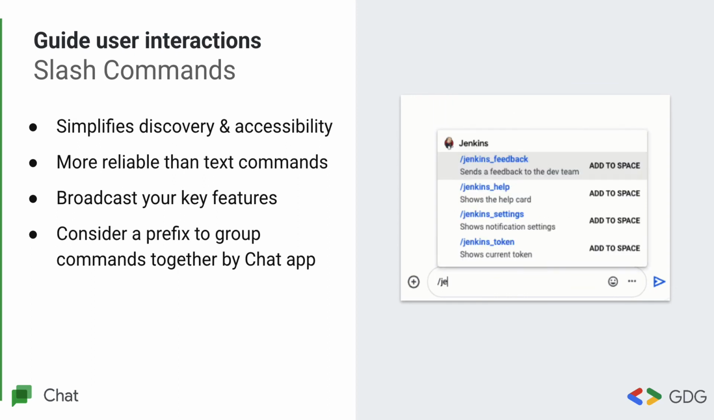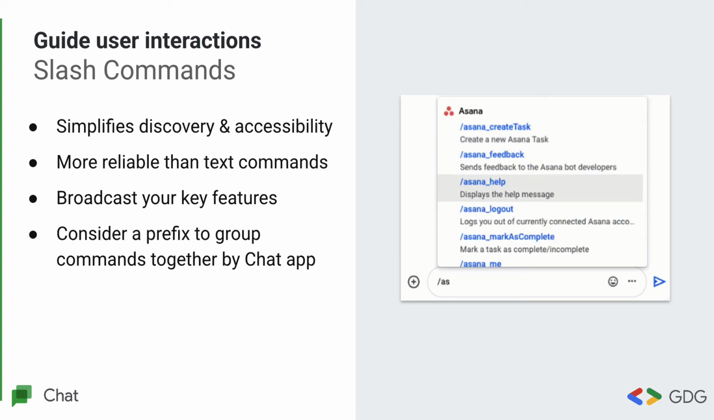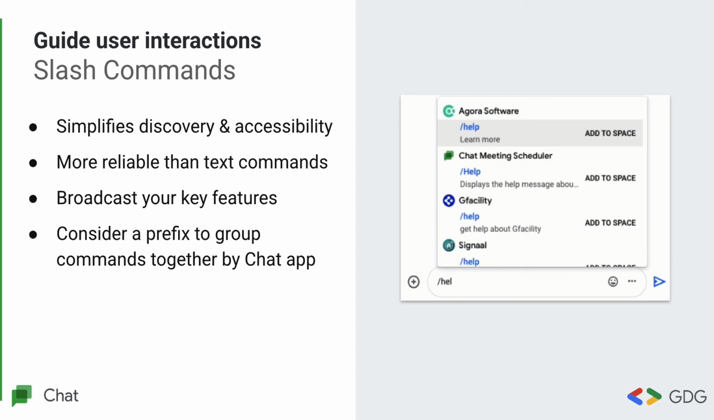As we see here, Asana and other chat apps like Jira and Jenkins have named their slash commands so they're grouped together. While some other apps didn't do this, it makes it a bit harder to navigate. So it's not a requirement, but it really does make for a nice practical user experience.